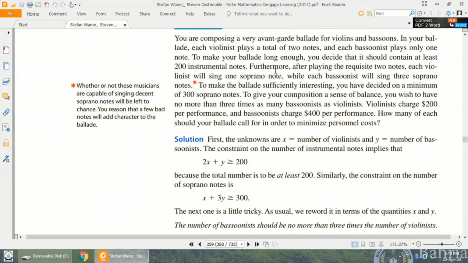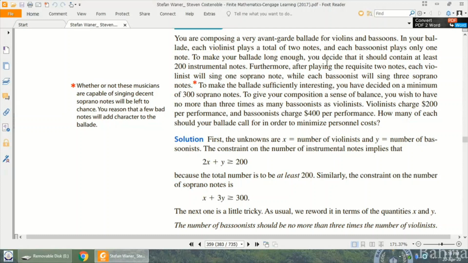It should contain at least 200 instrumental nodes. So one of the constraints was this. The other constraint was 300. The condition is about the number of notes comprising 200. You have to read the whole question: each violinist plays a total of 2 notes, and each bassoonist plays only 1 note.